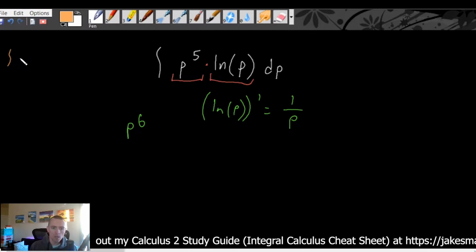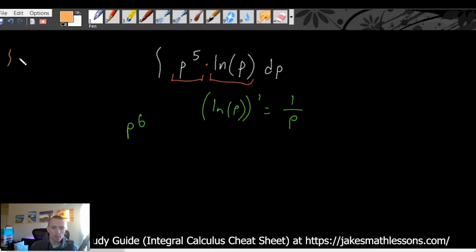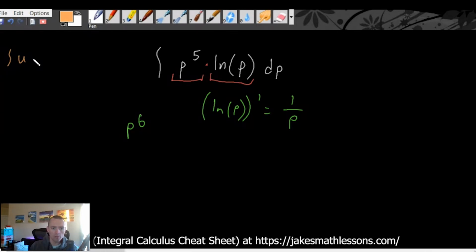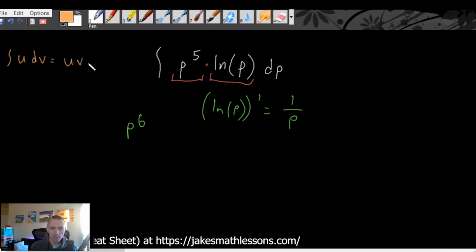But integration by parts, the formula says that if we have the integral of u times dv, we can rewrite that as u times v minus the integral of v times du.